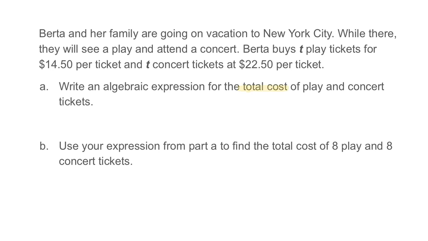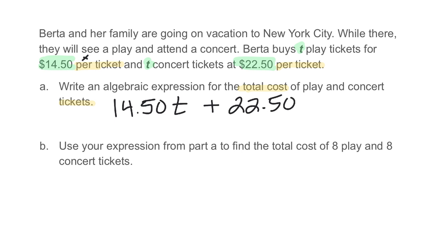So we know that word total tells me I need to add these things together. And so I have up here that there are play tickets and concert tickets, and they want to call them all T. T play tickets for $14.50 and T concert tickets for $22.50. So if I was going to write an expression for that total, I would show that you would do $14.50 T, because that's how much it is per ticket, and per tells me to multiply, plus, because I'm getting a total, $22.50 T again, because per tells me to multiply.